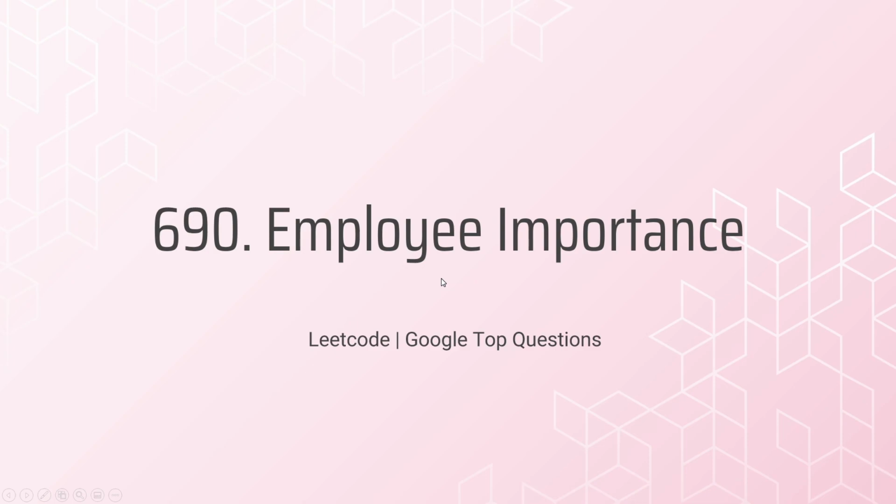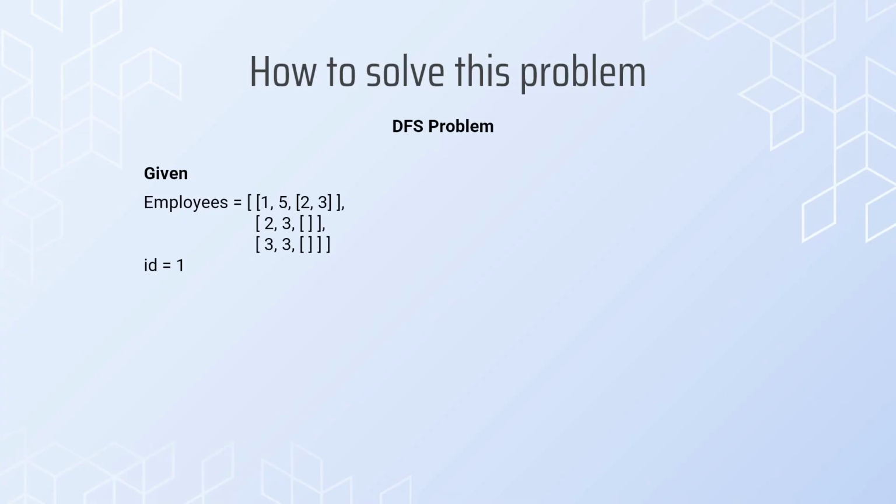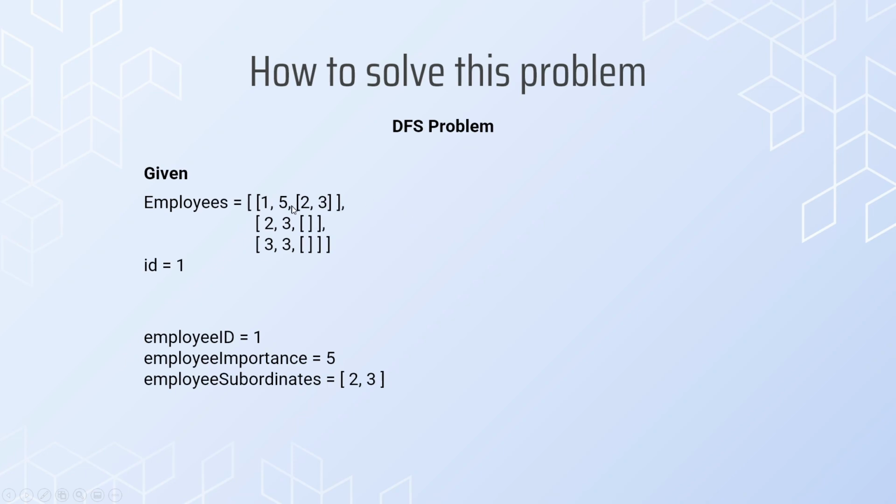Okay, so let's go into the explanation of question 690, employee importance. We're given the list, employees, with 3 different IDs in this case. We're also given an ID value which is equal to 1 that we will be finding the importance values for. So just to make it easier to see, employee ID 1 has employee importance of 5 and the subordinates are 2 and 3. Employee ID 2, importance is 3 and subordinates are none. And employee ID 3 has importance of 3 and subordinates are none.